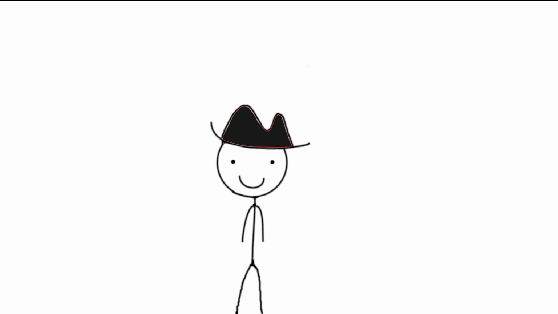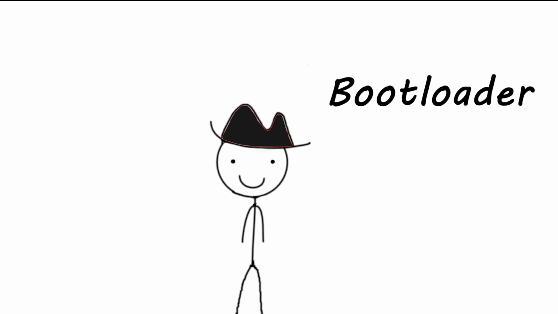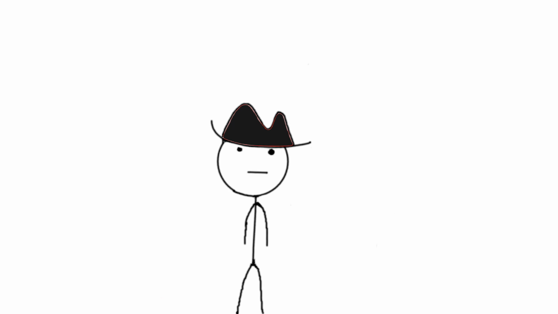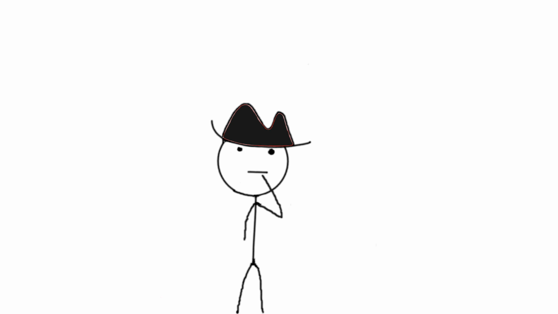Alright, cool then. Since we have a clear understanding of what a bootloader is, let's figure out its role in this startup process. The bootloader starts by loading the operating system kernel into memory, preparing the system to transition smoothly from the bootloader to the operating system. This involves setting up memory management and initializing hardware drivers. But what exactly is a kernel?